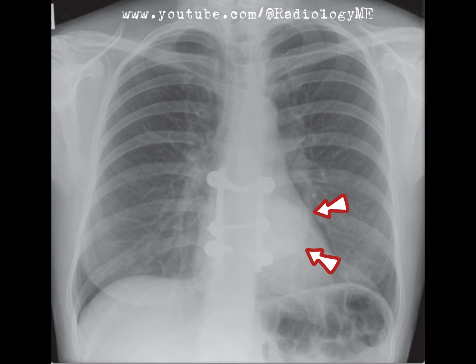It's hard to separate the medial border of the mass from the vertebral column, and while the lungs appear otherwise clear, this mass is quite suspicious.